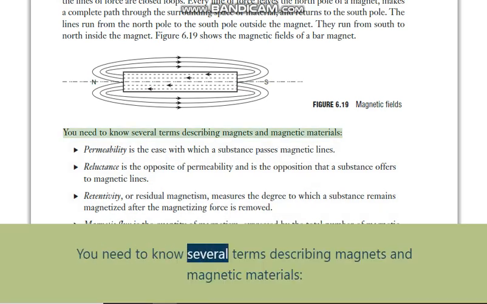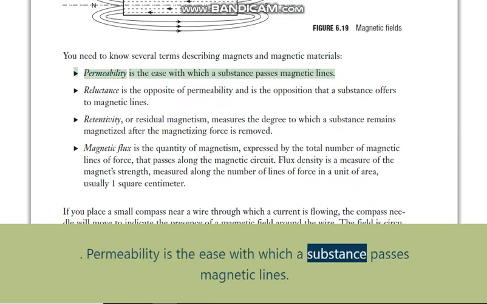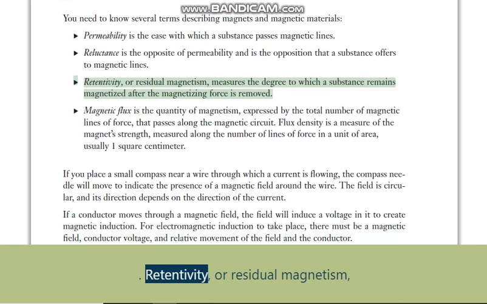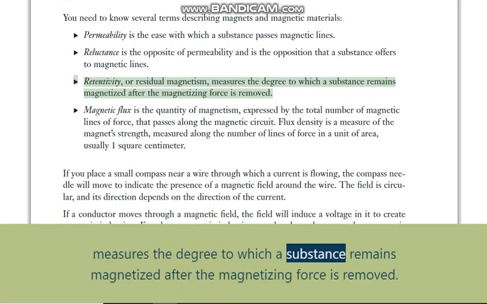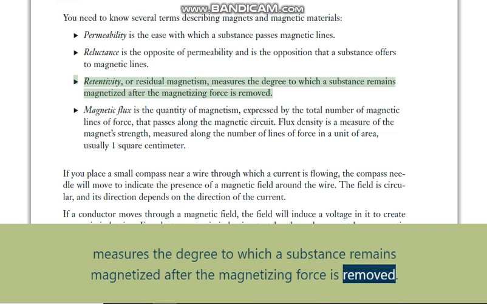You need to know several terms describing magnets and magnetic materials. Permeability is the ease with which a substance passes magnetic lines. Reluctance is the opposite of permeability, and is the opposition that a substance offers to magnetic lines. Retentivity, or residual magnetism, measures the degree to which a substance remains magnetized after the magnetizing force is removed.